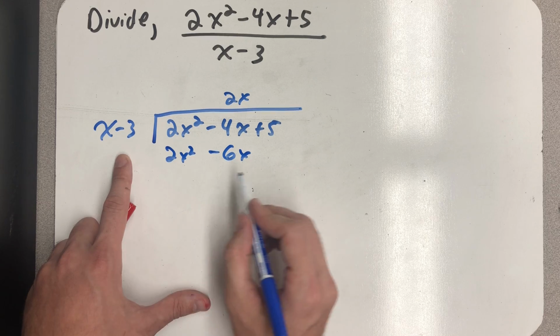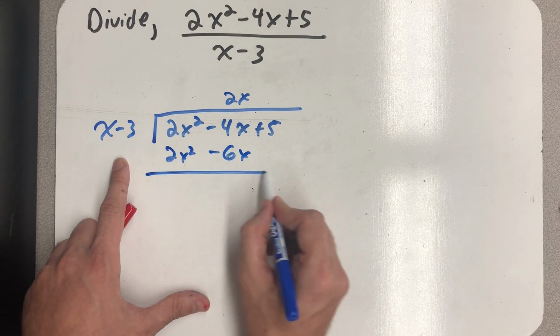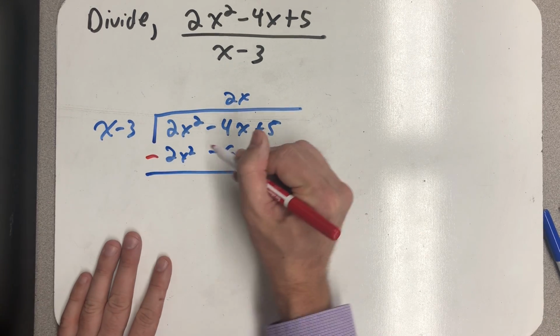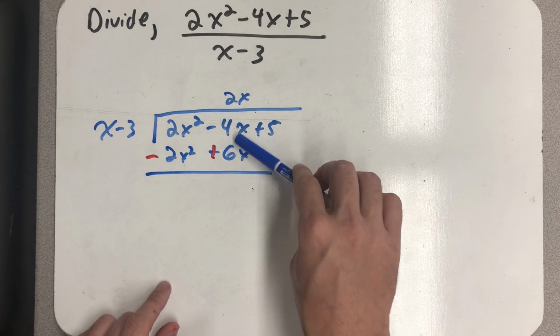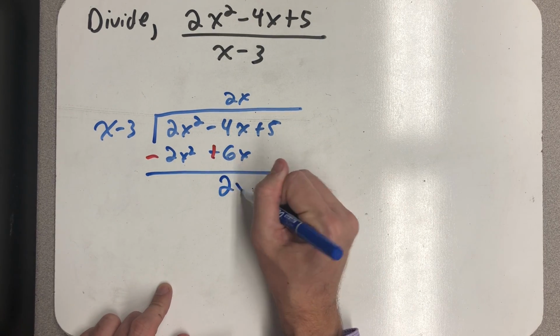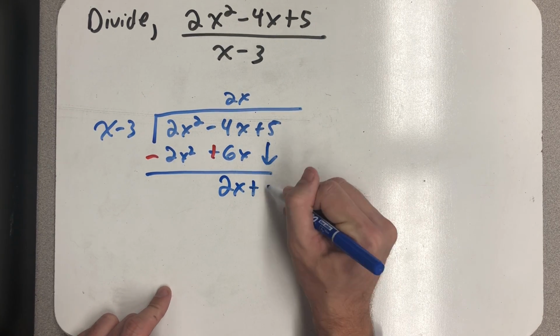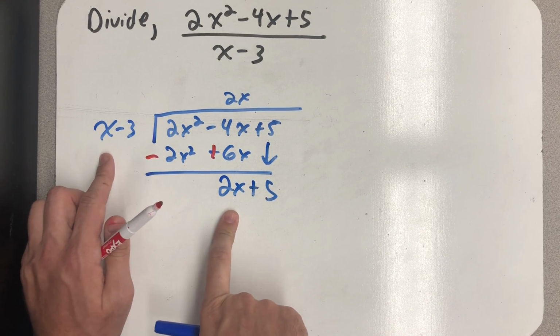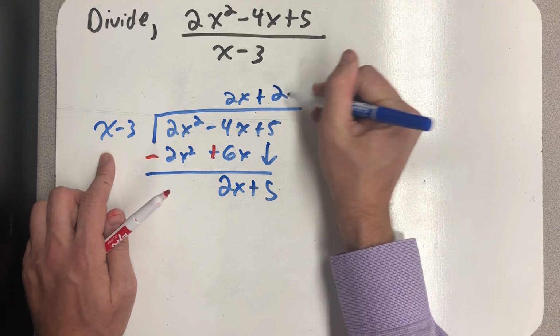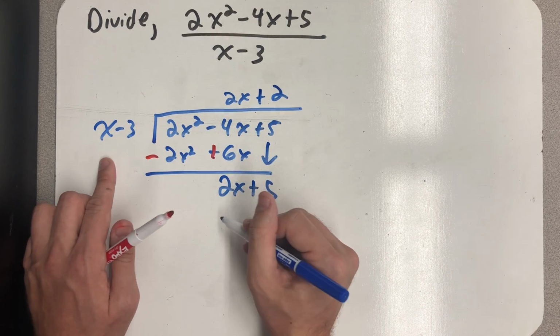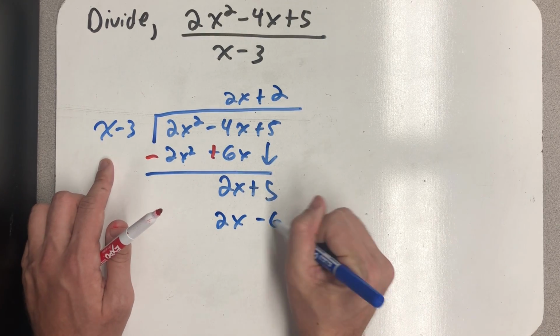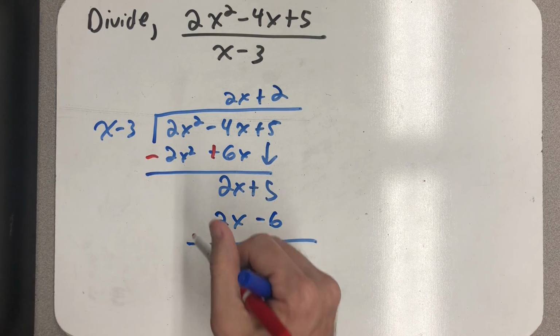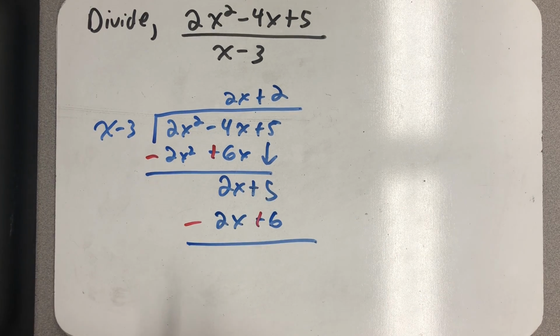2x times minus 3 is that minus 6x. And now I need to change all the signs to subtract. Minus 4x plus 6x is 2x. Bring down that plus 5. I need to multiply x by something in order to get that 2x. So that'll be a plus 2. 2x minus 6. Change your signs to subtract, and we get a remainder of 11.